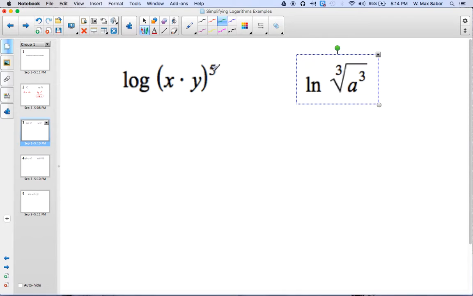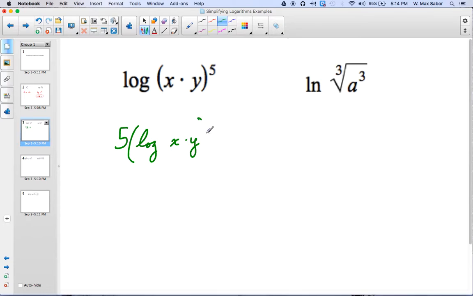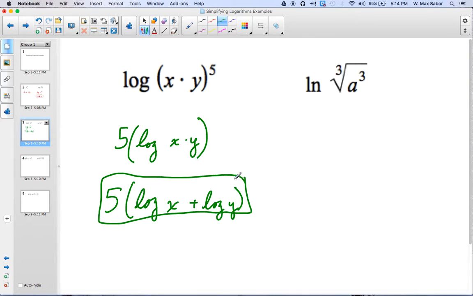Now we have multiple rules happening at the same time. So we have two things multiplied together and we have an exponent. Whenever we have an exponent inside a logarithm, it's the same thing as multiplying it to the entire logarithm. And now we can say that this log of x times y is the same as log of x plus log of y. Now, I would accept leaving it like this, or you could choose to distribute the 5 and say it's 5 log x plus 5 log y.